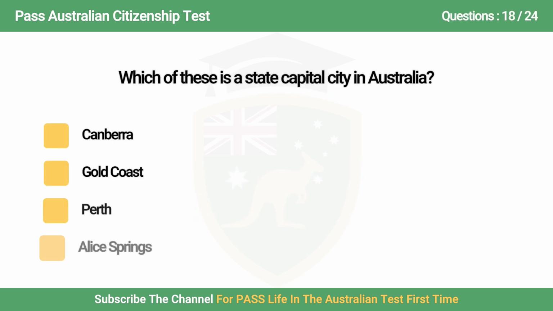Question 18. Which of these is a state capital city in Australia? A. Canberra. B. Gold Coast. C. Perth. D. Alice Springs.